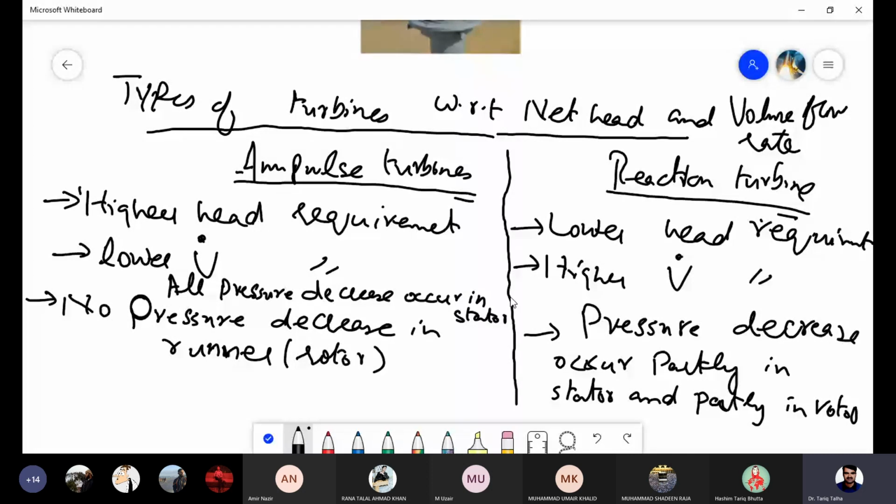So maybe you must have come across these two types in your thermodynamics course as well. Is it true? Have you heard these names, impulse turbine and reaction turbine, during your thermodynamics 2 course?